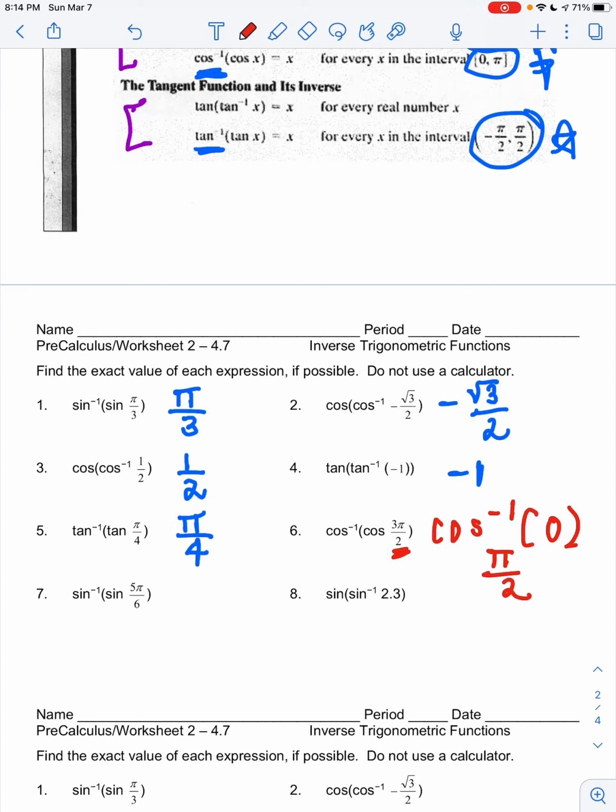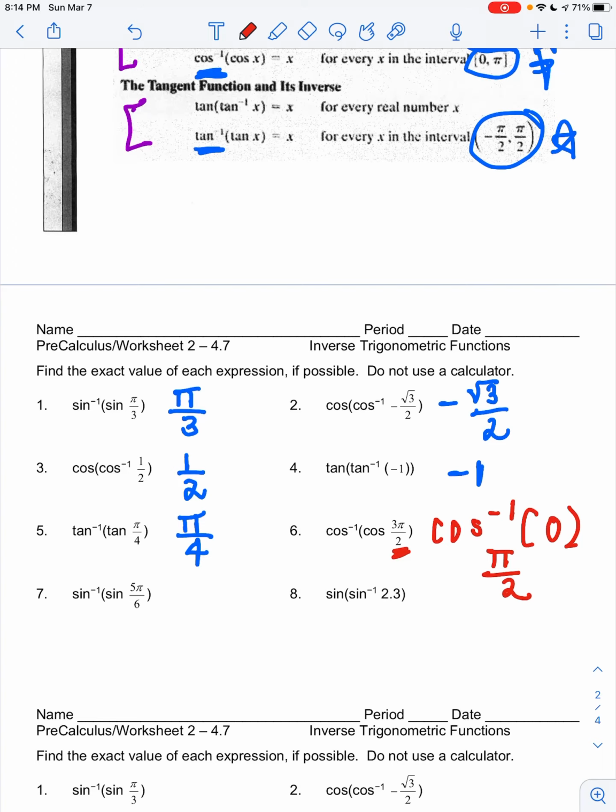So that problem's a little different simply because the angle is not between 0 and pi. So I can't say the answer is 3 pi over 2. I'm finding the angle that has the same trigonometric value as 3 pi over 2, but is in the range of the inverse cosine. And that would be the angle pi over 2.